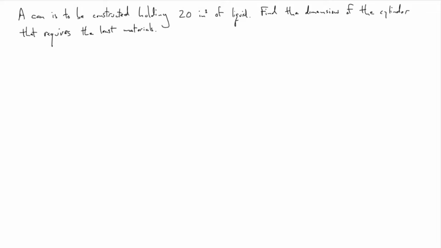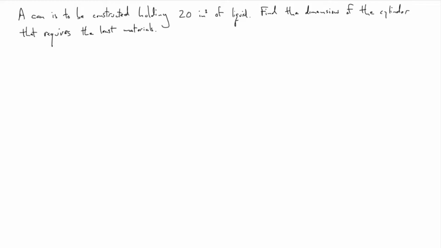Hey, let's do some example optimization problems. And here's the first one. We're going to build a can that holds 20 cubic inches of some sort of liquid. So like we're talking a soup can or a soda can, that kind of thing. And we're looking for the dimensions of the cylinder that requires the least amount of materials.